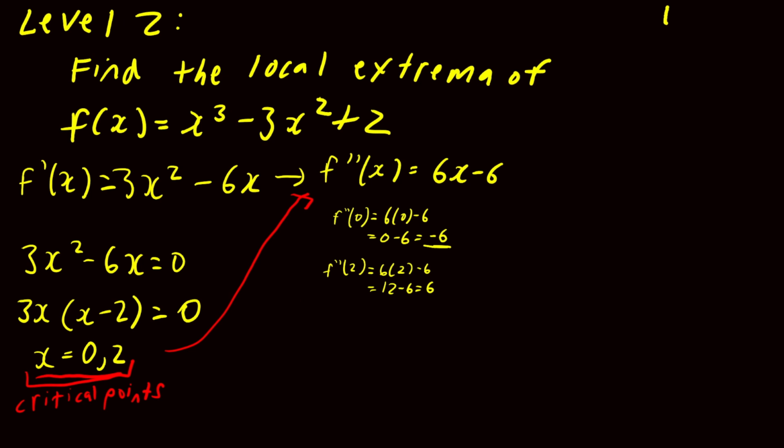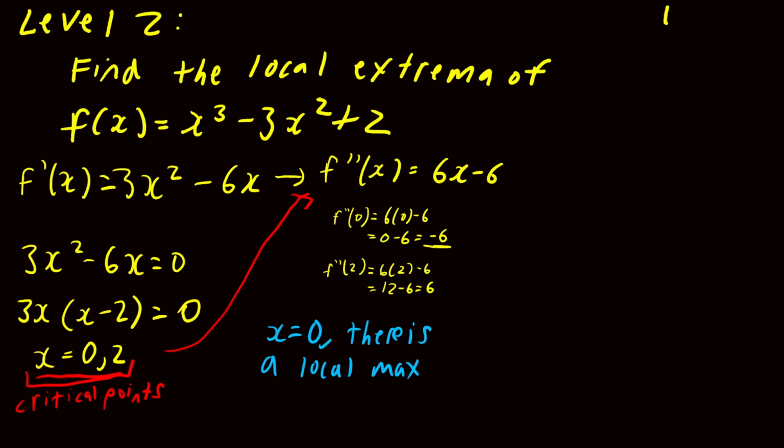Since it's negative, that means at x equals 0, there is a local maximum. Because it's concave down. So if you're confused, like how do I know negative is max? You can just draw it.